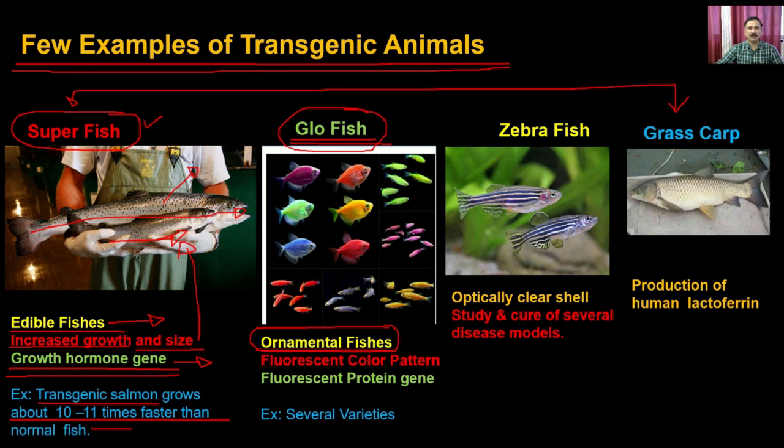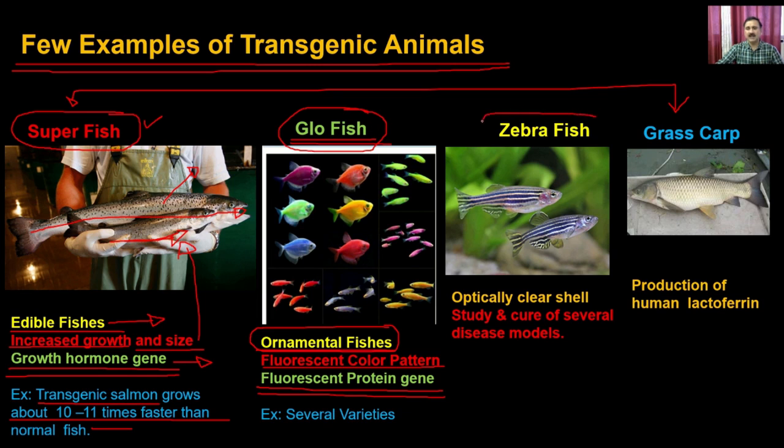For example, you can have zebra fishes, gold fishes, and all other kinds of fishes. So a fluorescent color pattern can be generated in these fishes, and that's how these fishes have a very high market, because they are very beautiful. What you do is express the fluorescent protein from jellyfishes, and that's how you can have the different types of ornamental fishes.